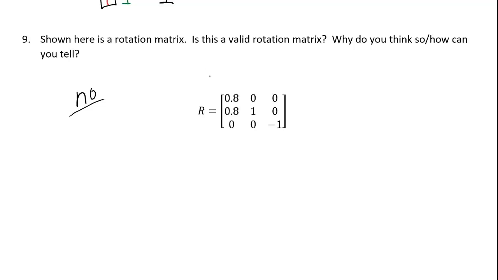Many people said that the reason it's not valid is because there are two numbers in one column, and we cannot have two numbers in one column. But that's not true. We often can have two numbers in one column. In fact, we could have three numbers in one column. One way we can tell this is that our standard rotation matrices, instead of writing it here, I'm just going to scroll back up to the top.